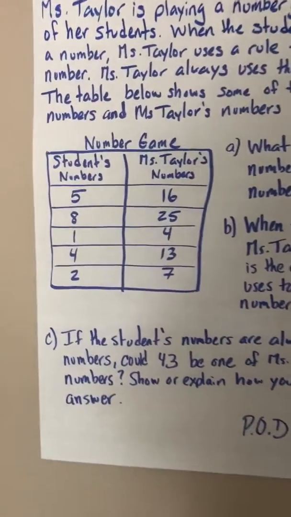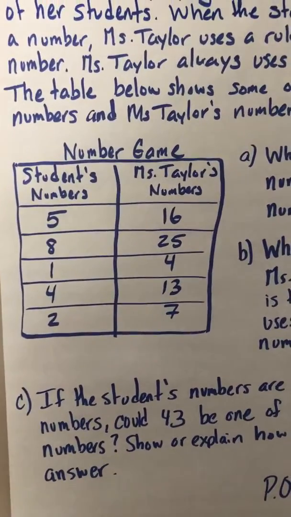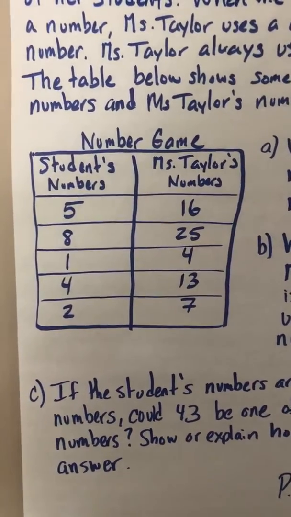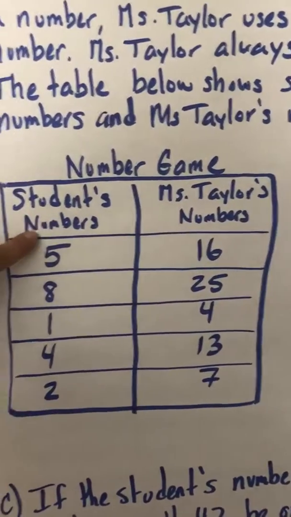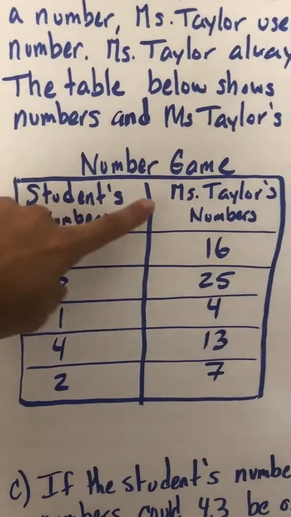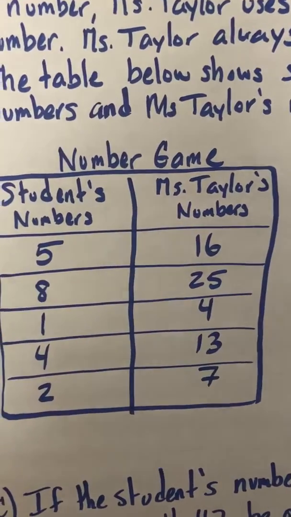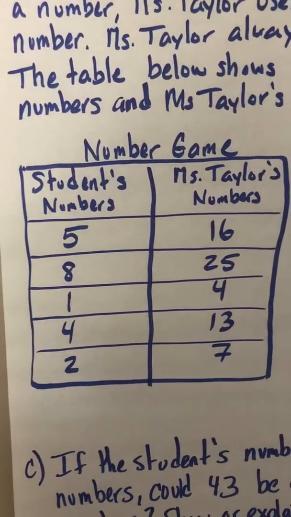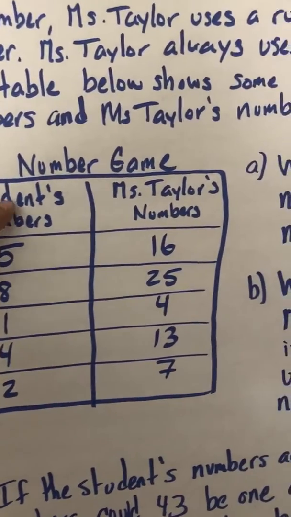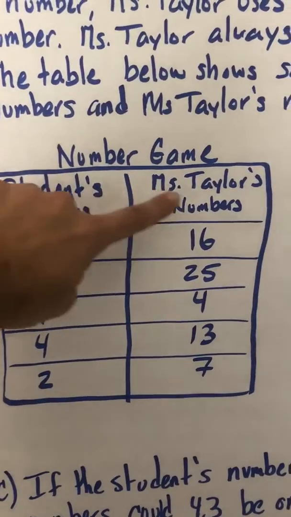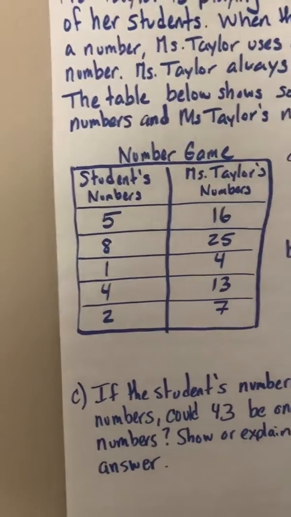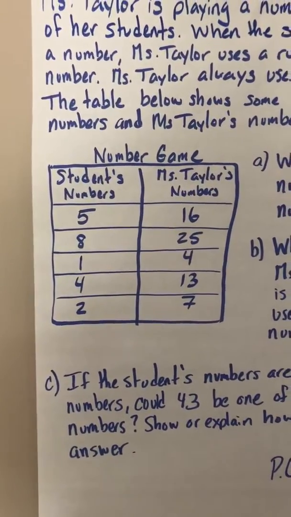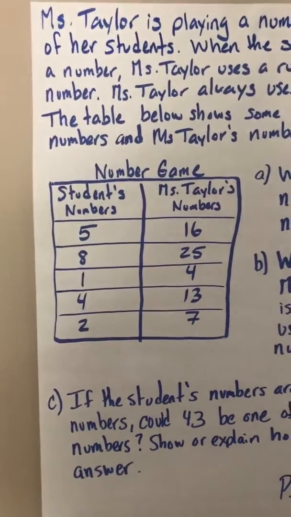So the first thing I want to talk about before we go to the solution is that this table is actually called an input-output table. The input is the student numbers. The output is Miss Taylor's numbers. A lot of times when we start with input-output tables, we label this as an X and a Y. We do that because that leads into coordinates. So X is going to be our input, Y is going to be our output. So let's go look at the solutions.